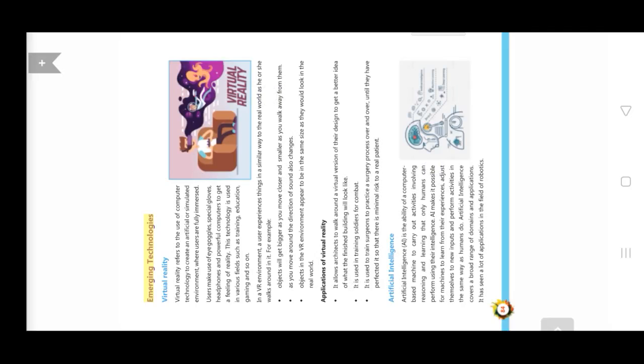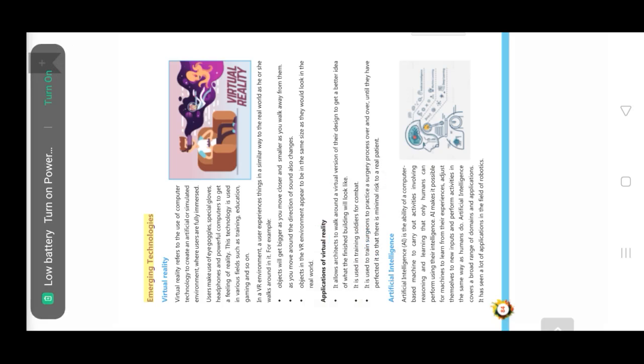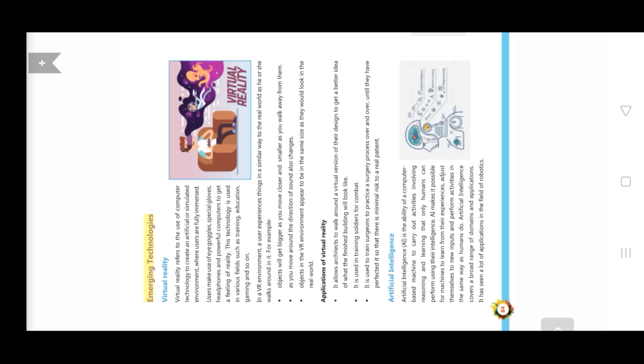Applications, why we are using it: it allows architects to walk around the virtual version of their designs to get a better idea of what the finished building will look like. Second, it is used for the training of soldiers. And the third, it is used to train surgeons to practice the surgery process over and over until they are perfect, so that there is minimal risk to real patients. So these are the big benefits and uses of virtual reality, which is also used for fun, as you do with movies.